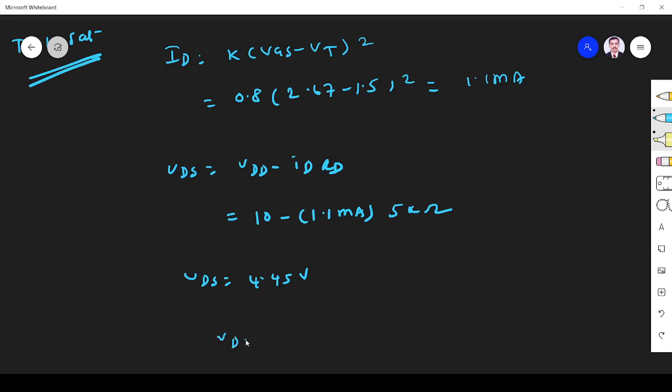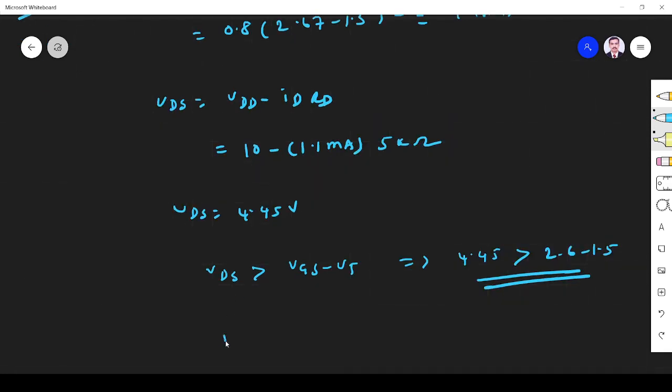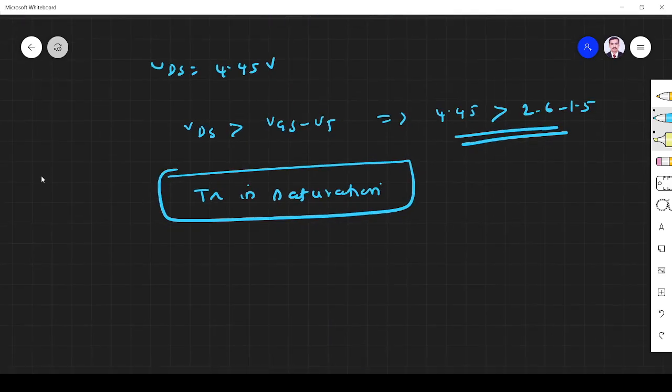I assumed the transistor is in saturation. For saturation, the condition is VDS must be greater than VGS minus VT. VDS is 4.45, VGS we found is 2.67, and VT is 1.5. So surely 4.45 is greater than 2.67 minus 1.5. So the transistor is in saturation, and our assumption is right.